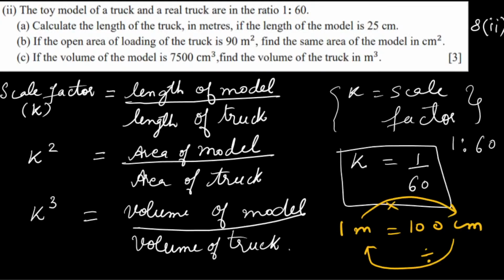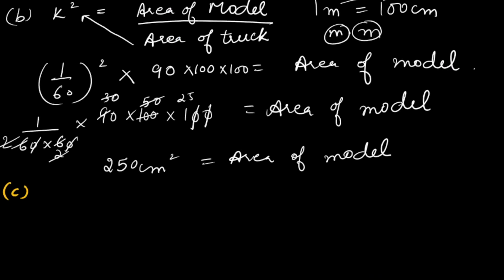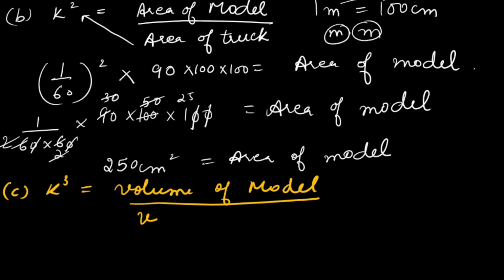This formula we are using. So the volume of the model is given to us. We have to find the volume of the truck in meter cube. Volume of model is given to us in centimeter cube. We have to find the volume of the truck. So we'll be using this formula. K cube is equal to volume of model by volume of truck.